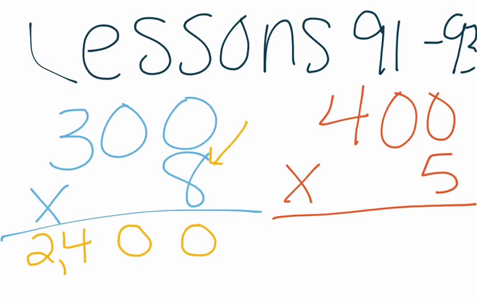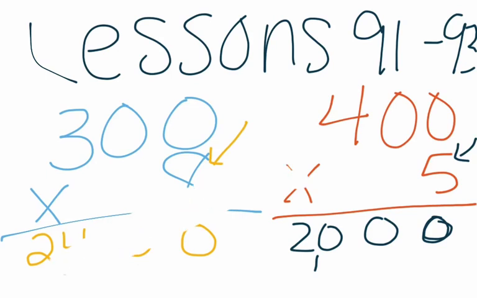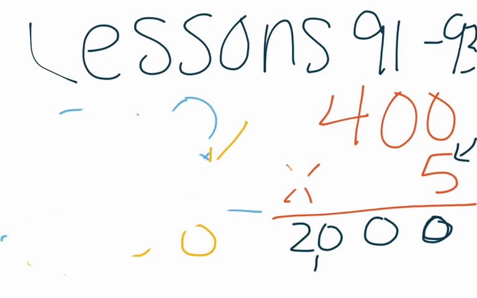Let's do our red question now. Again, every number has to be multiplied by this number 5. 0 times 5 is 0, 0 times 5 is 0, and 4 times 5 is 20, making our answer 2,000. Okay? Alright, let's move on to lesson 92. I think you guys got this pretty well.